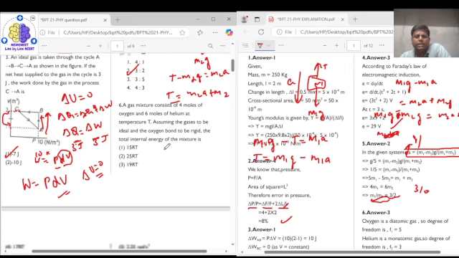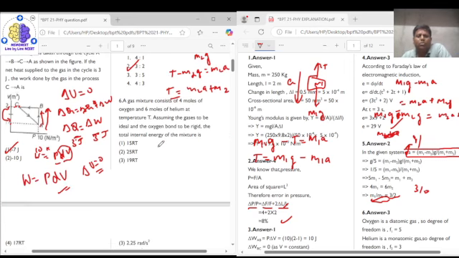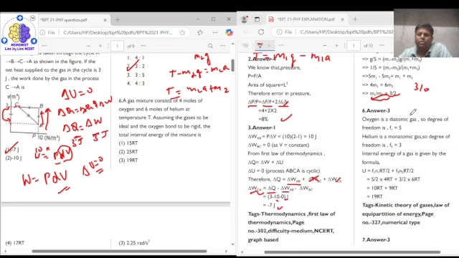Now let's come to question number 6. Question number 6 says a gas mixture consists of 4 moles of oxygen and 6 moles of helium. Oxygen is a diatomic gas, helium is a monoatomic gas at temperature T. Assuming the gas to be ideal and the oxygen bond to be rigid, the total internal energy of the mixture is.